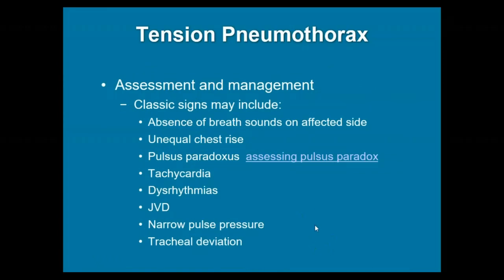Things we see, remember I said that I like to put one hand on each side of the chest down around the costal arch. And that allows me to assess equal or unequal chest rise.